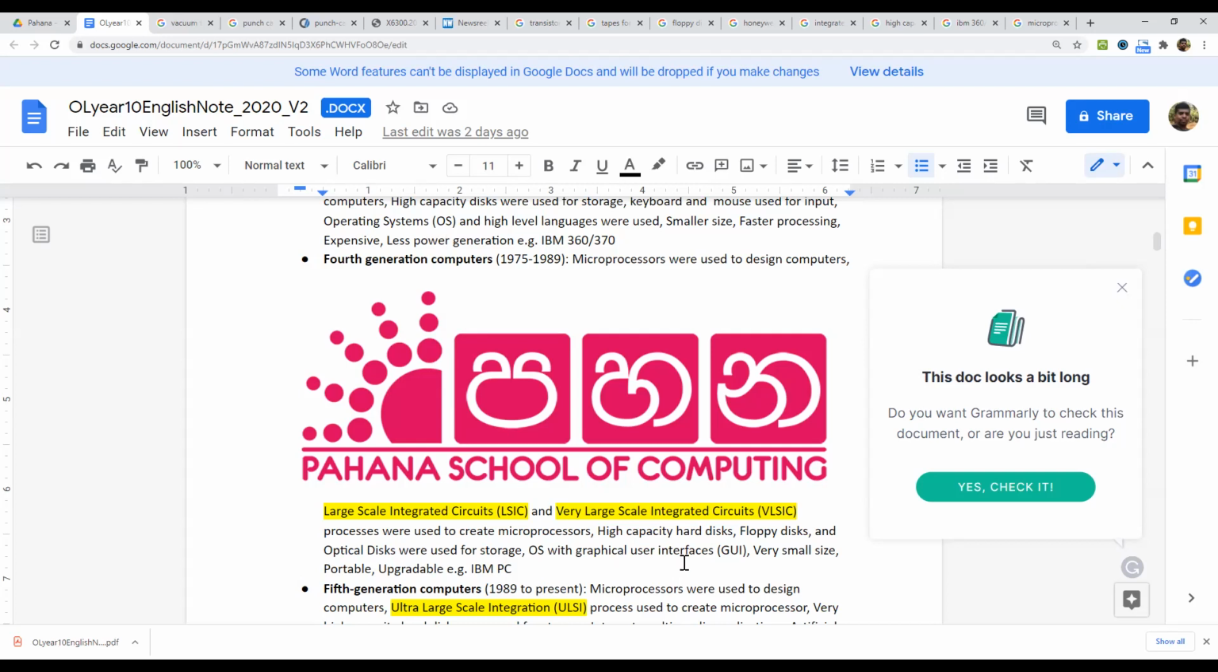Again, very small computer size, portable, upgradable. Portable means you can take it here and there. In the early days, it was huge, right? The third generation computer you have seen, you cannot move easily here and there. But from fourth generation, it was quite comfortable. You can move it here and there. And upgradable means you can improve it, you can increase the memory size, for example, right?